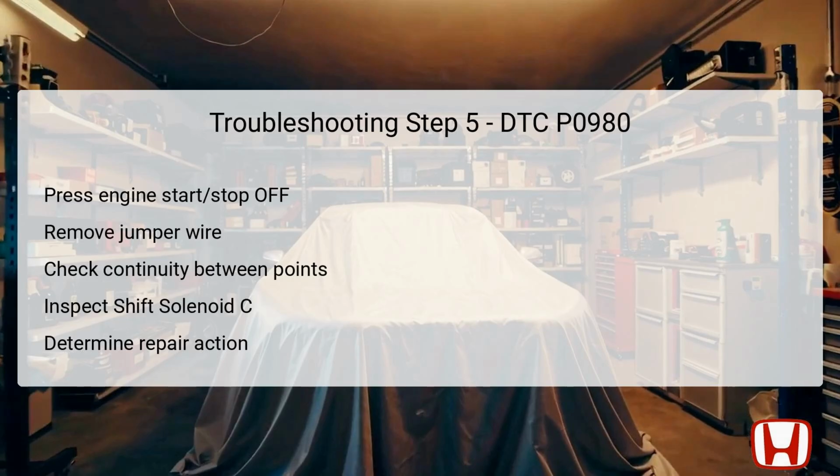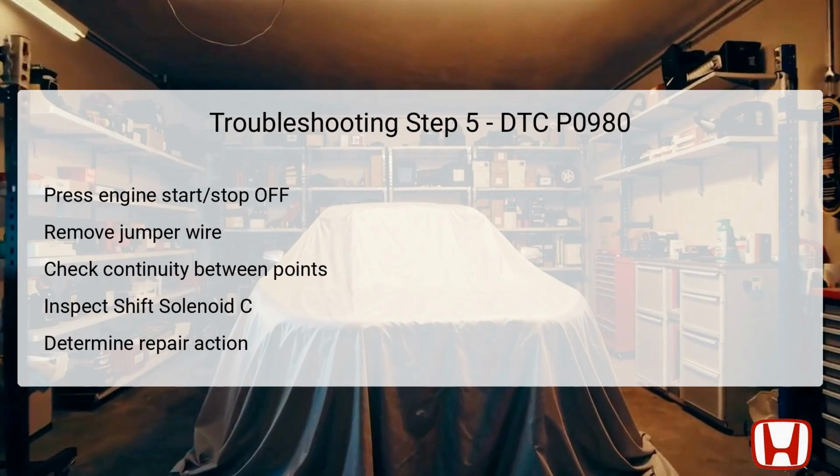First, switch the system to off mode by pressing the engine start-stop button. Then, remove the previously placed jumper wire. Following this, check for continuity between the designated test points in the circuit by connecting a multimeter. The test points include the Shift Solenoid Valve C 2P connector and body ground.